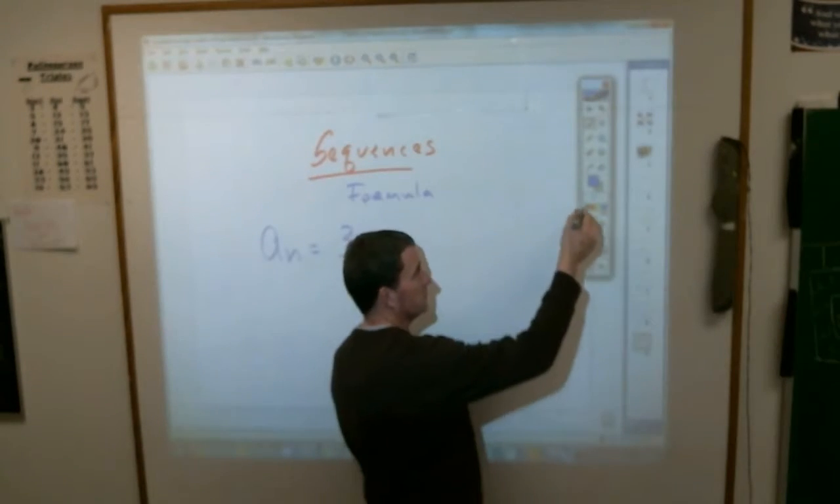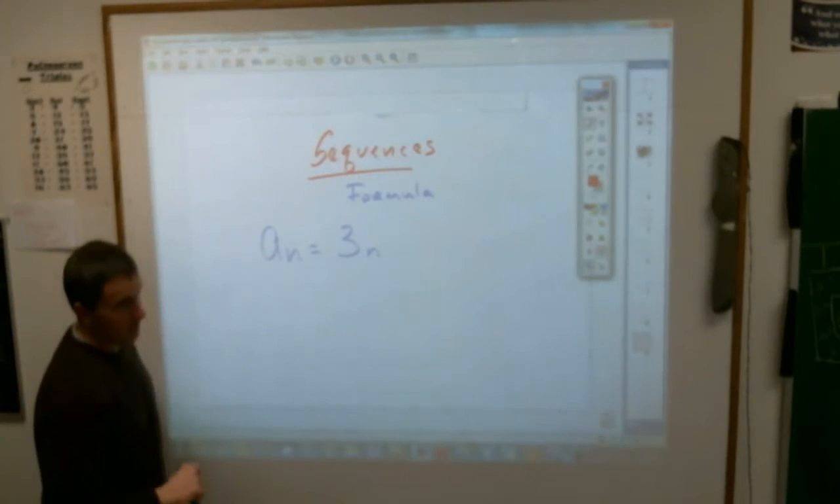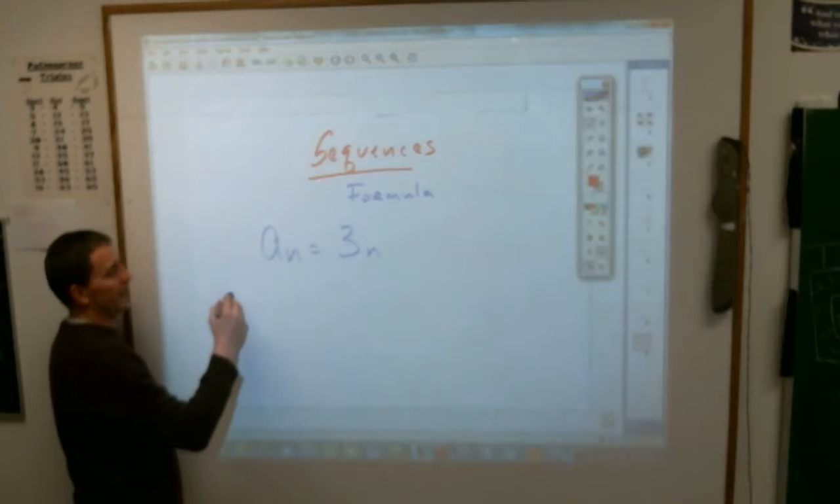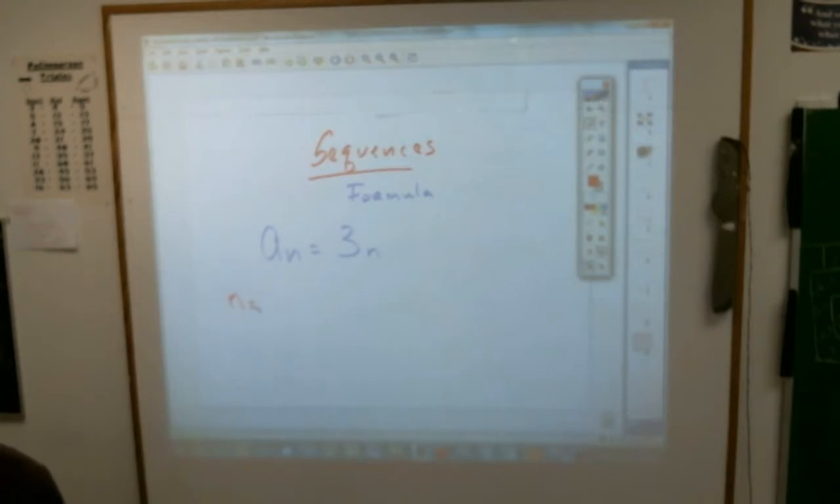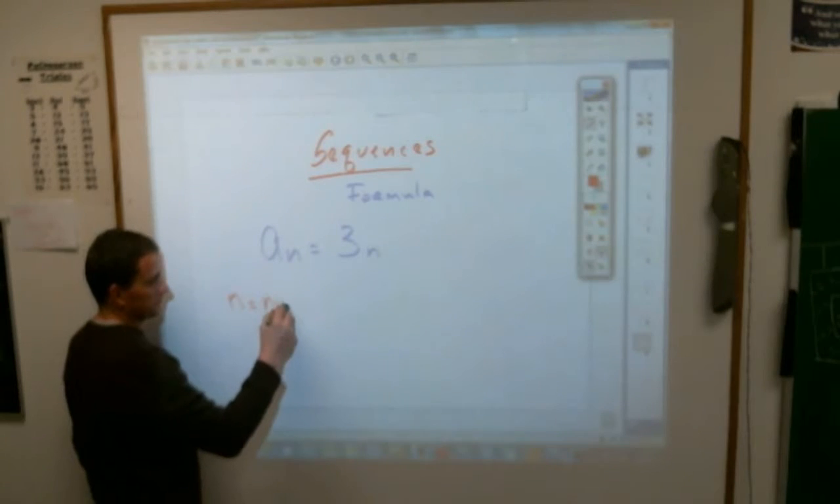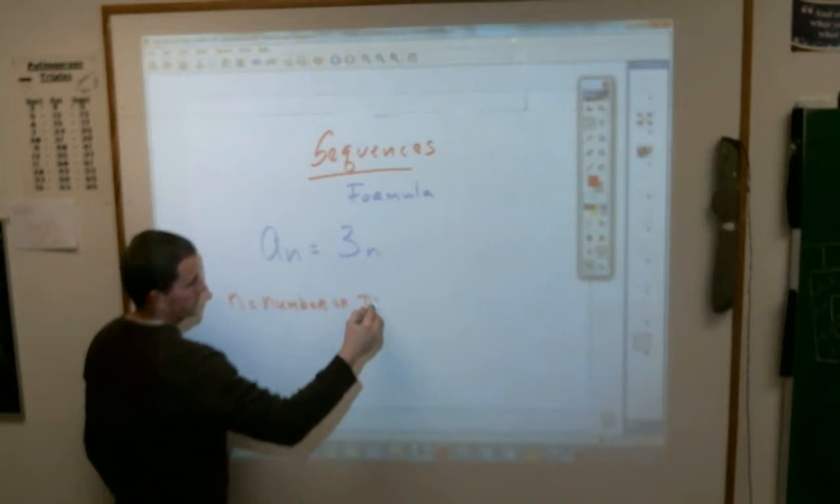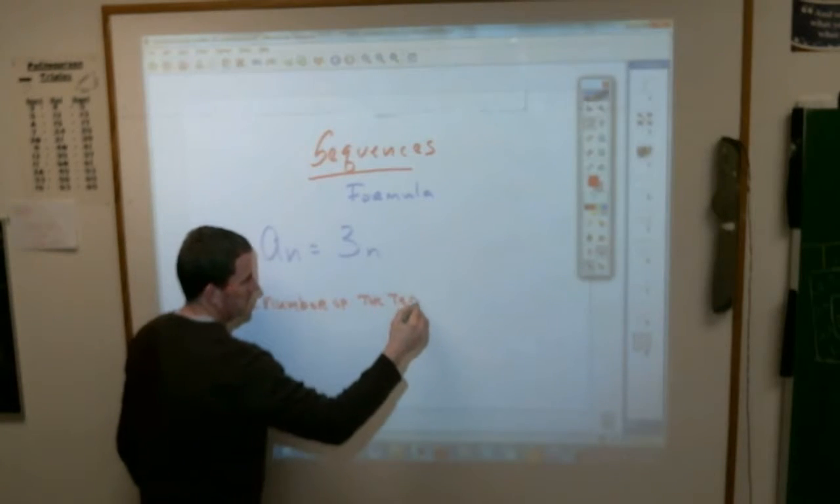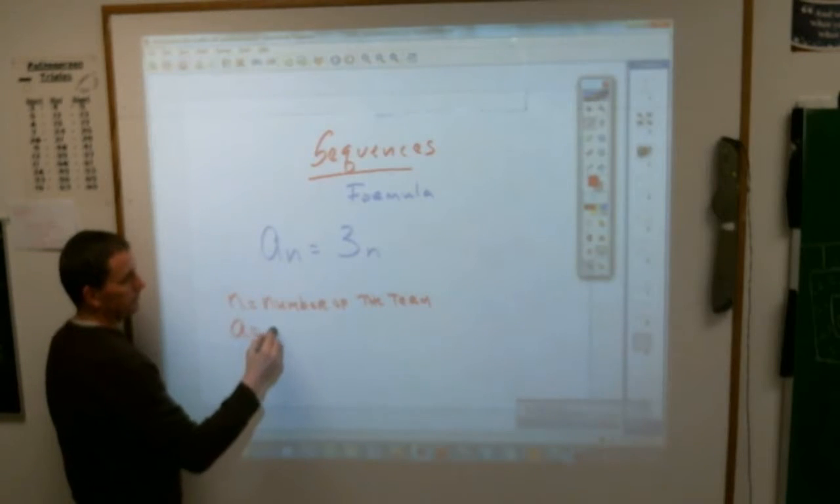When you talk about sequences, you only need to know what A stands for and what n stands for. The letter n always stands for the number of the term we want. And the letter A stands for the value of the term.